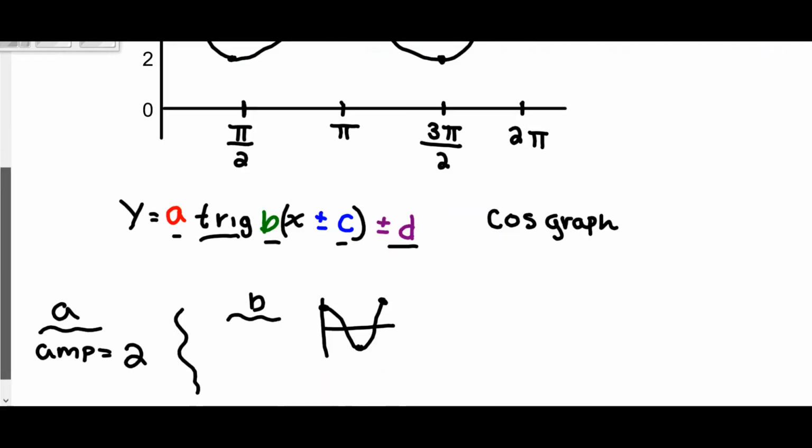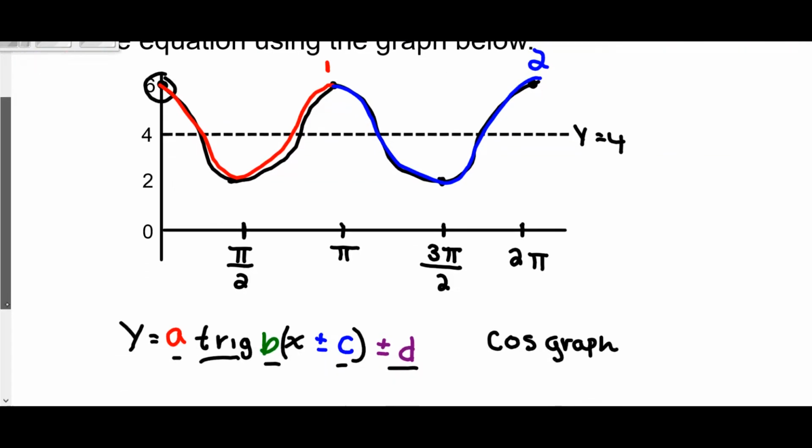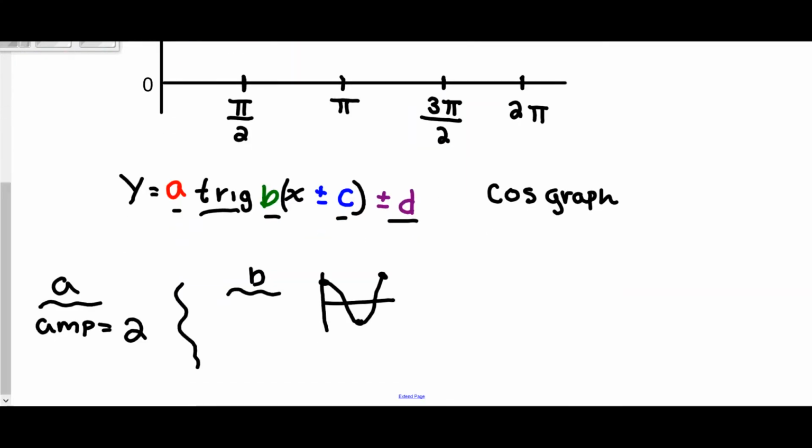Let's see how many we have in this graph. So frequency is between 0 and 2 pi. So let's see. We go down and we come up. That's one full cycle. Then we go down and come up. That's another full cycle. So from 0 to 2 pi, we have 2 full cycles of cosine. So that means our frequency is 2.